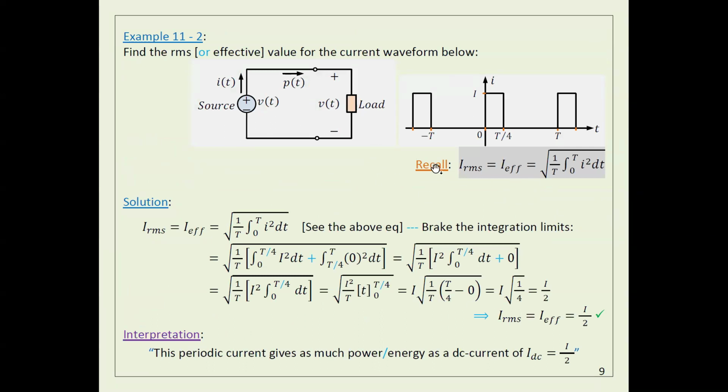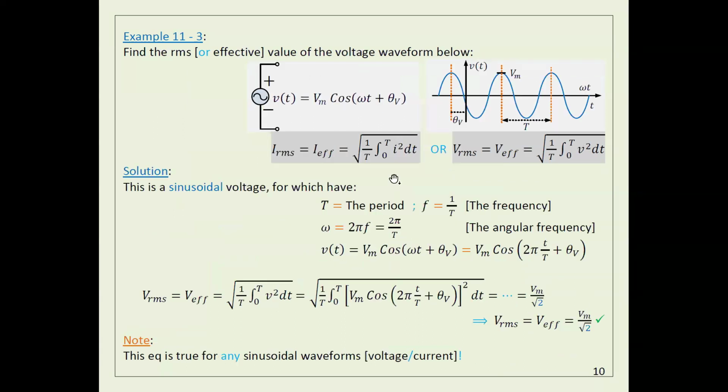Here I can apply this formula to this other signal, but I may not care much about it. If I apply it here, you can find the RMS is I divided by 2 for this signal. But again, we don't care much about this one. We care about the sinusoidal signal, which equals Vm divided by square root of 2. Whether it's current or voltage, it's the same thing: I maximum divided by square root of 2, or V maximum divided by square root of 2. Okay, guys?